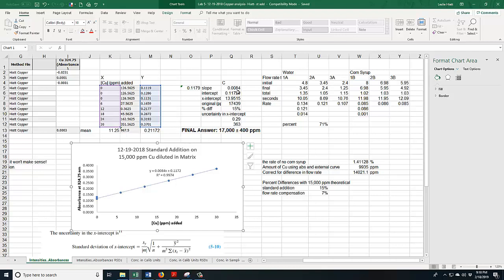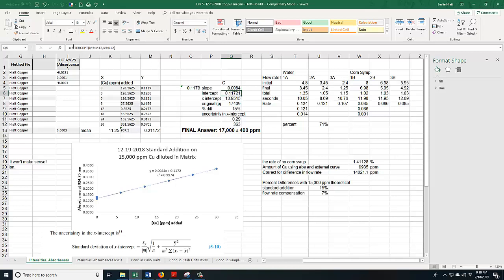What is shown over here is my slope and my intercept for these lines. Then I calculated my x-intercept and I took into account my dilution. Now your dilution is probably different than mine. I did this back in December. Then I calculated a percent difference for my 15,000, found a 15% difference, not too shabby. But then I need to figure out, of that 17,000, how in the world did I get this plus or minus 400? That's a large portion of what we're going to be answering today.